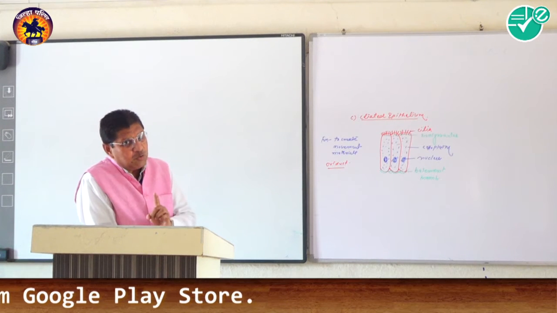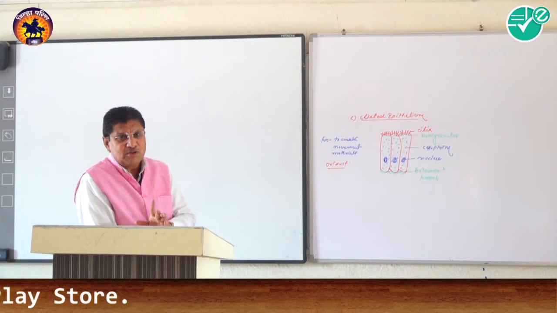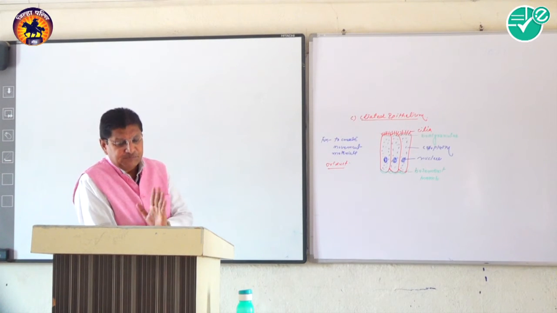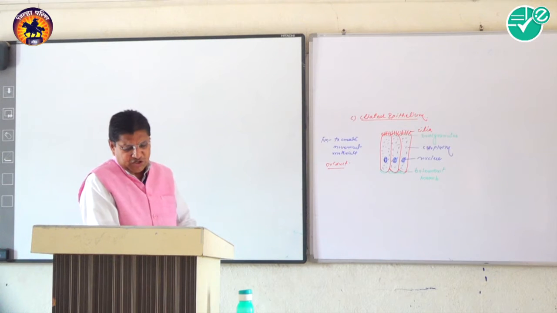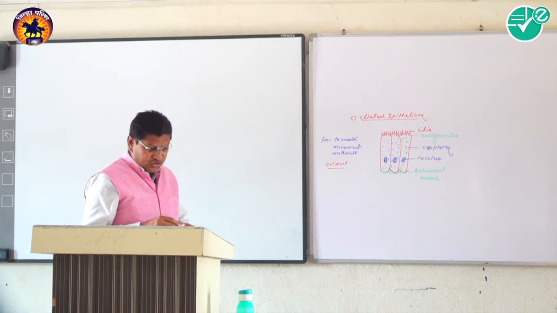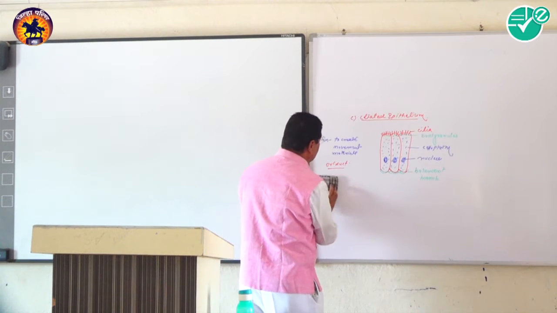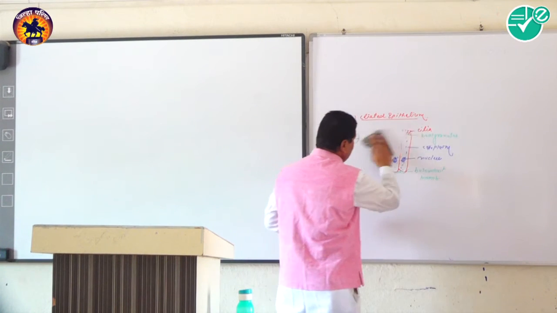Fertilization takes place in the oviduct. The non-motile ovum is brought by means of the cilia, and therefore this is a very important location in the case of humans or any vertebrate. Now this is the structure of the ciliated epithelium, its location, its function, and its structure.